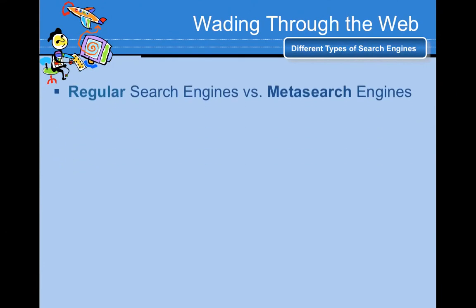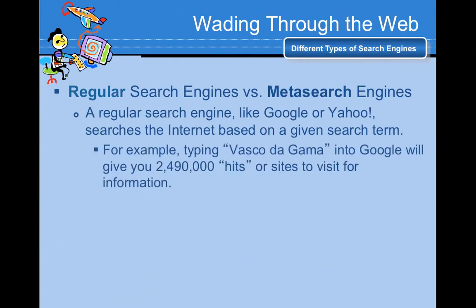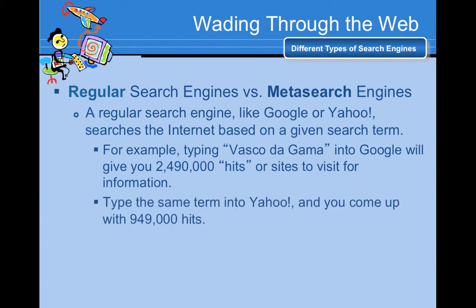So the first thing is we need to know the difference between regular search engines and meta search engines. A regular search engine, like Google or Yahoo, searches the internet based on a given search term. For example, typing Vasco da Gama into Google will give you 2,490,000 hits or sites for information. If you type this same term into Yahoo, you're going to come up with almost 1 million hits.